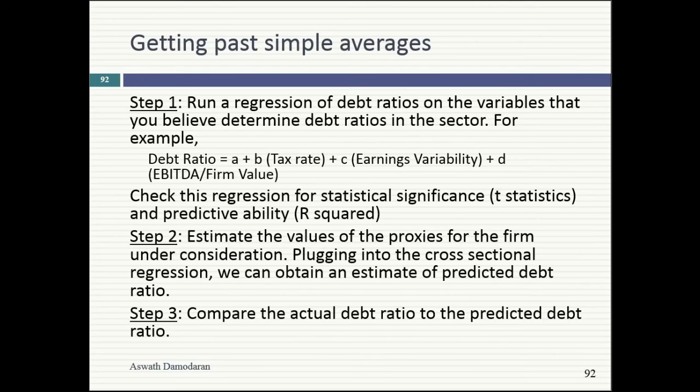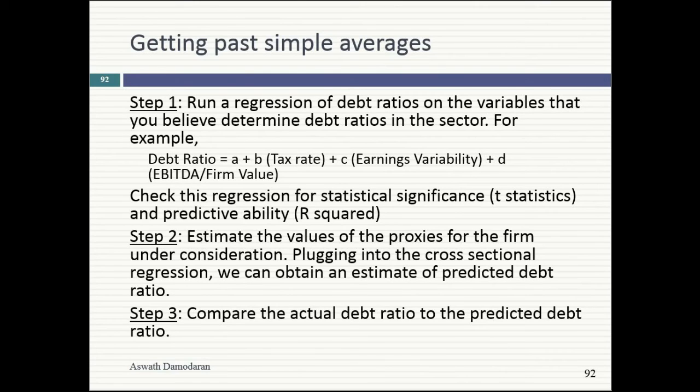My independent variables are the tax rate. Why? Because higher tax rate companies should have higher debt ratios. Variability in earnings, because high risk companies should have lower debt ratios. And maybe how much you produce in cash flows, and I'm going to capture it with this EBITDA number, just like I did earlier. So I run the regression. It's a regression with real data. You might come to the conclusion nothing works, in which case move on. You can still use the average.